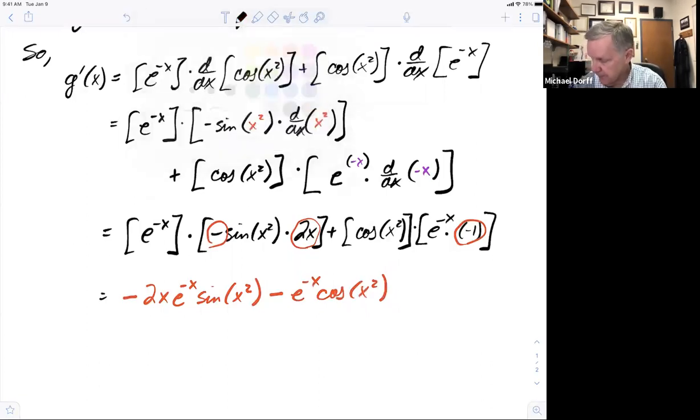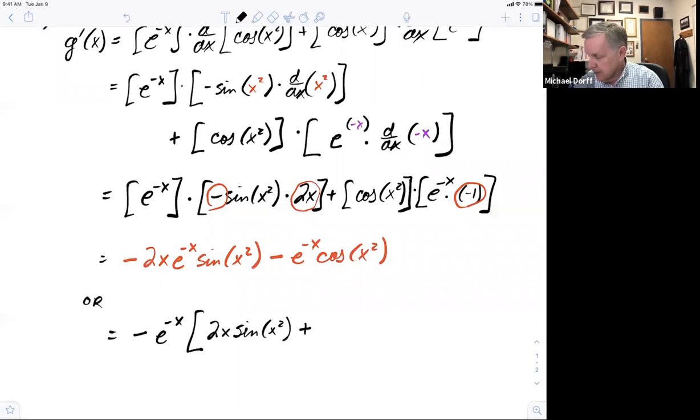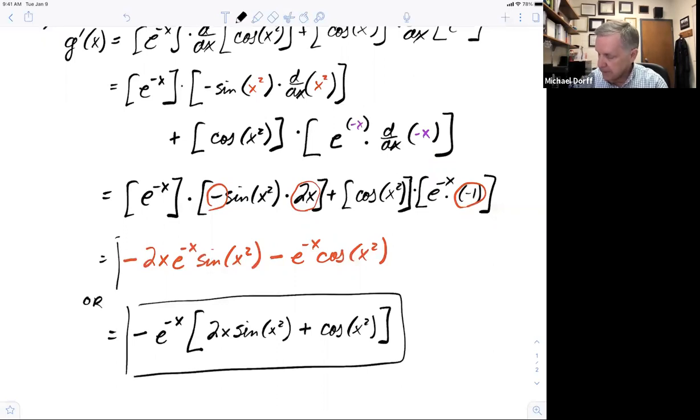Some people would prefer to factor out what they have in common. So I could also write the answer, noticing that they both have a negative and they both have an e to the negative x. If I factor that out, I'm left with a 2x sine x squared for the first term, plus, remember it's going to be plus because I factored out the negative already, cosine of x squared. So either of those answers is correct.